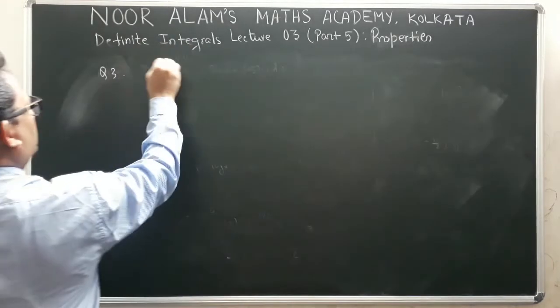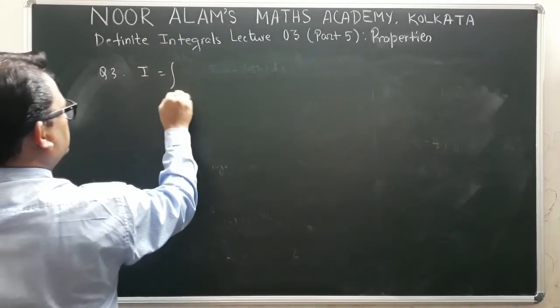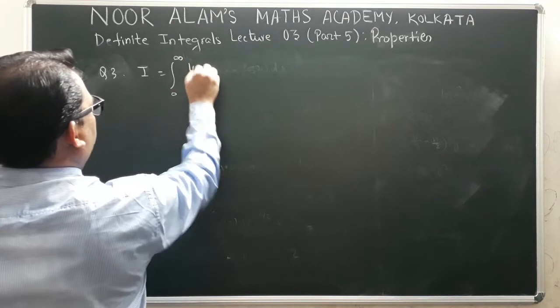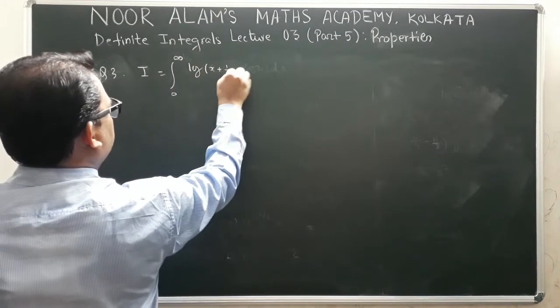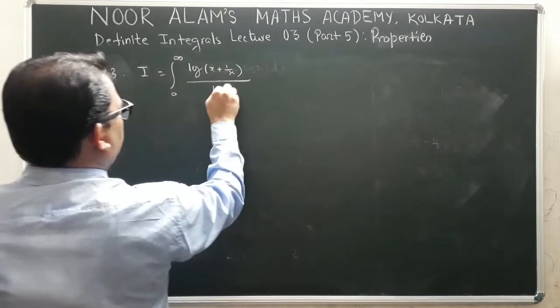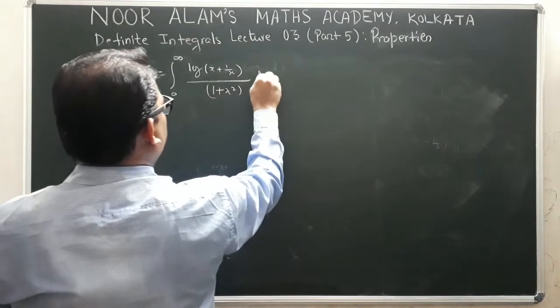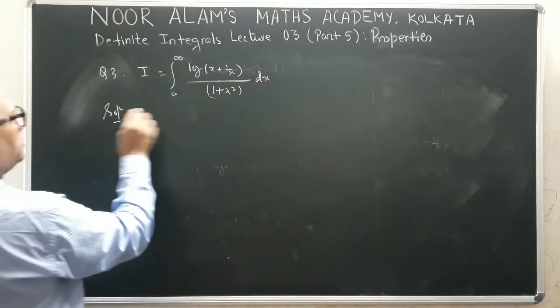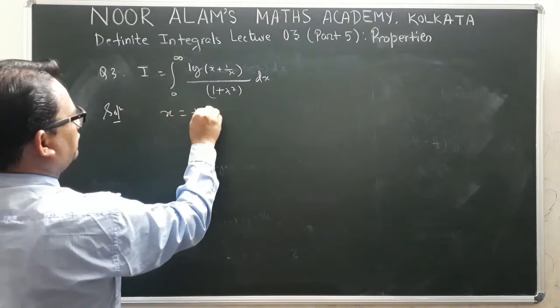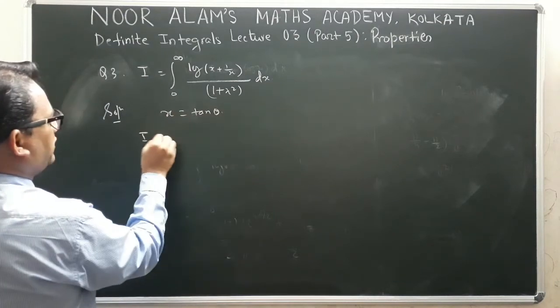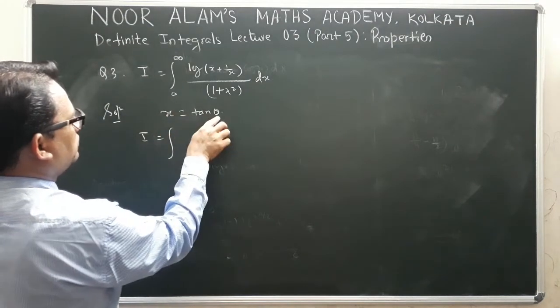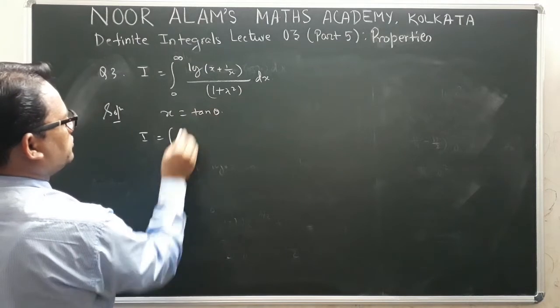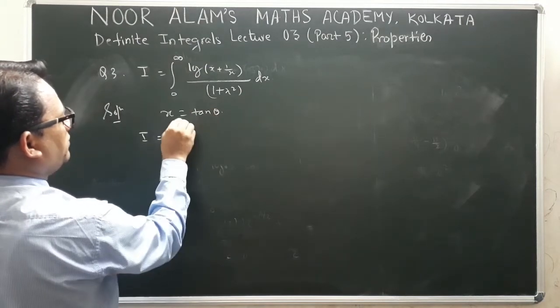Now we go to the next integration. I is given as integration from 0 to infinity of log of (x plus 1 by x) over 1 plus x square dx. We have to evaluate this integration. Now solution: we put here x is equal to tan of theta. When x is 0, then theta is also 0. When x is infinity, theta should be pi by 2.